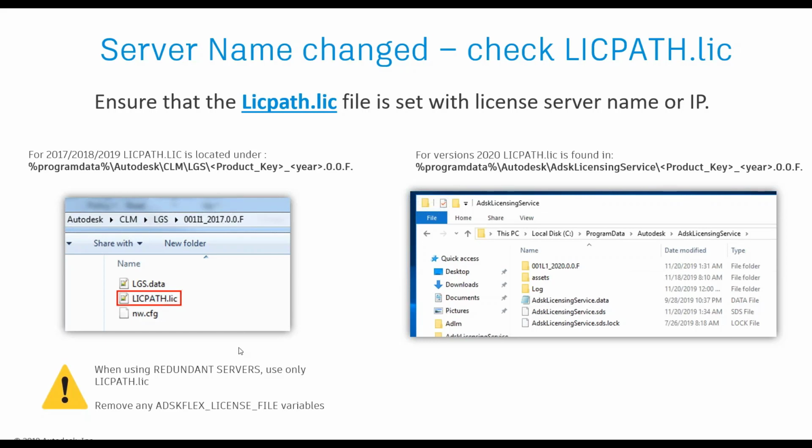When using redundant servers, though, it's always best to have licpath files because we need to specify 3 different servers, redundant servers, so that's easily done with licpath.lic. The same can be said for version 2020, and we're going to see that in a second. So when you're using redundant servers, make sure you're not using the environment variable. We want to specify the 3 servers, and to do so, we need to do it in the licpath.lic.